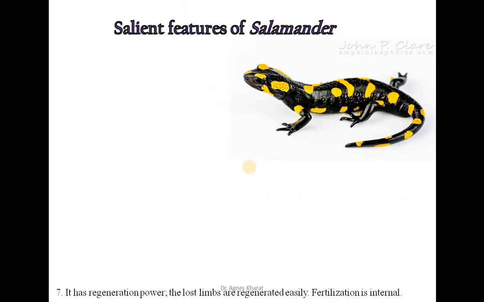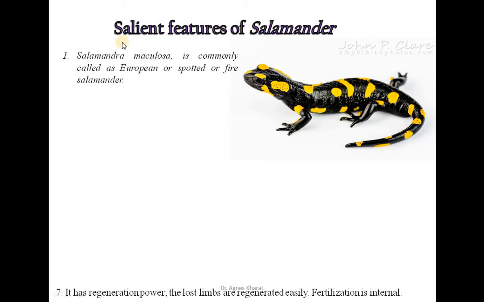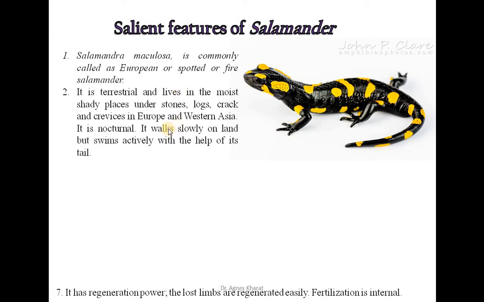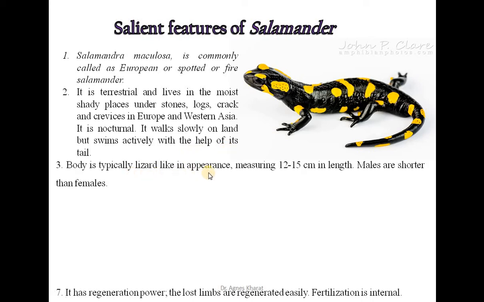Let us begin salient features of salamander. Salamandra maculosa is commonly known as European or spotted or fire salamander. It is terrestrial and lives in the moist, shady places under stones, logs, cracks and crevices in Europe and Western Asia. It is nocturnal. It walks slowly on land but swims very actively with the help of its tail in the water body. Body is typically lizard-like in appearance, which measures about 12 to 15 cm in length.